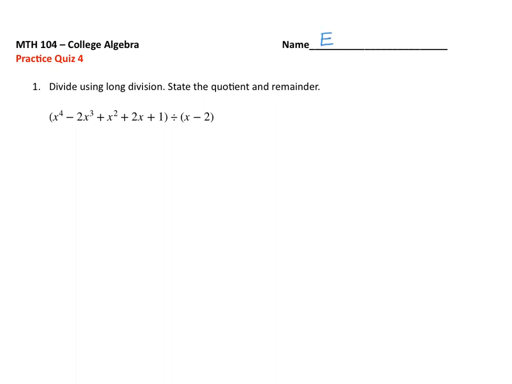Let's go over a couple of problems for quiz 4. In question 1, we're asked to use long division to divide x minus 2 into this polynomial, and then we'll state the quotient and the remainder.